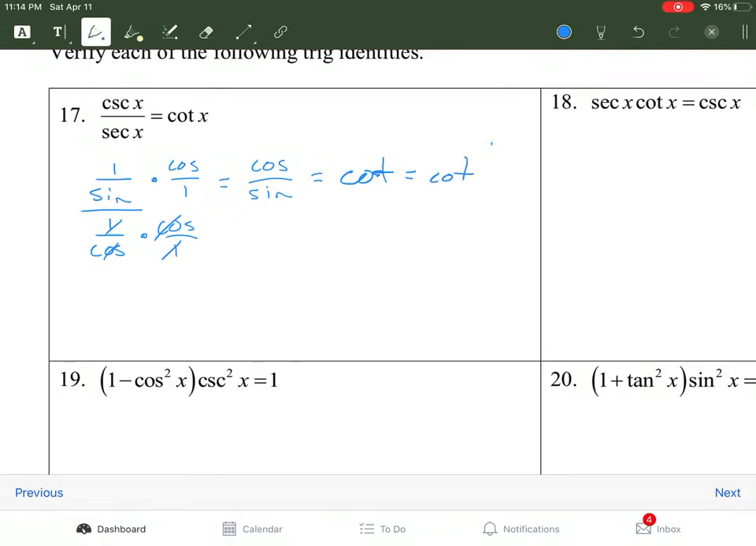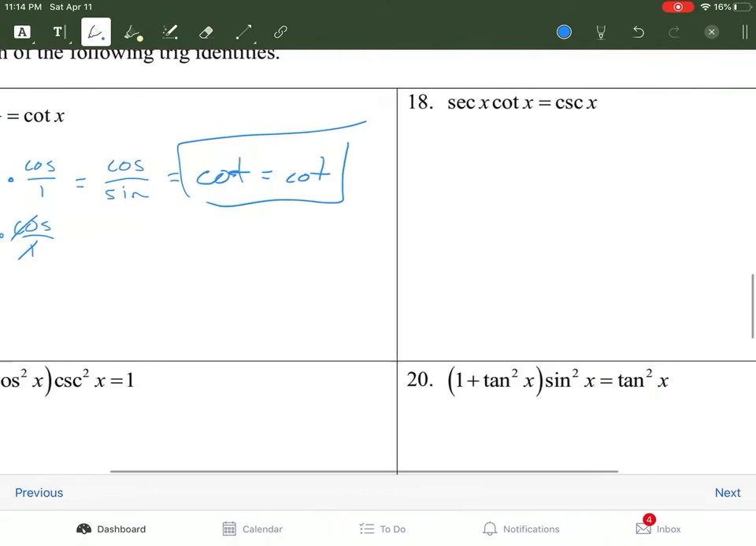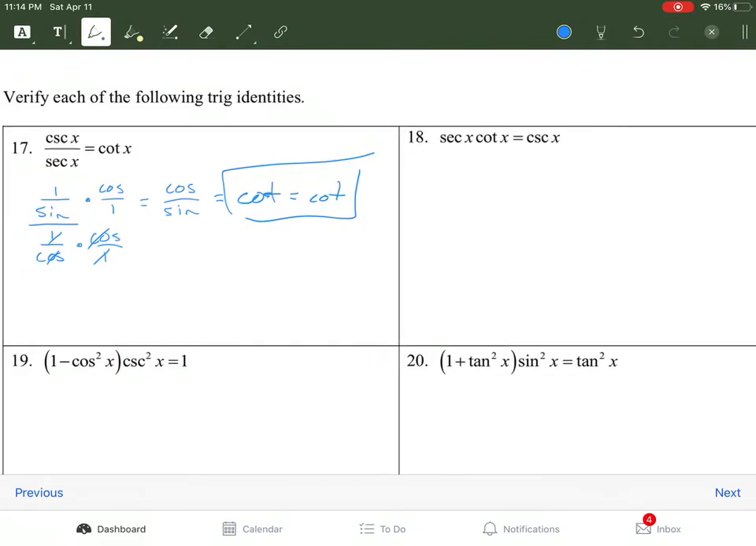Sine over cosine is tangent. So, and that equals cotangent. There we go. Sorry about that. All right.